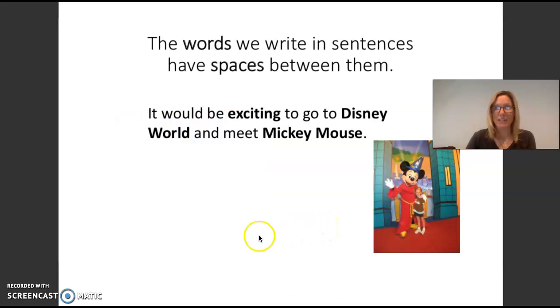The words we write in sentences have spaces between them. Remember our lesson a few weeks ago, we talked about how there are spaces between words when we use words to write a sentence. So in this sentence, it says, it would be exciting to go to Disney World and meet Mickey Mouse. So we used some of our big words to put the words together and make a sentence. And you can see we have spaces between each word.